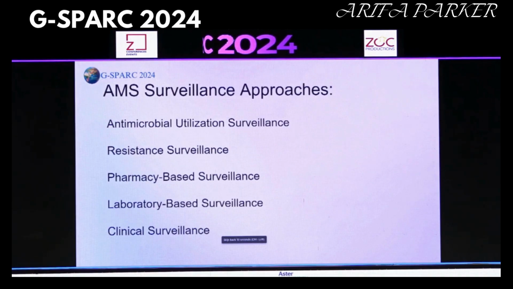And then if we look at antimicrobial stewardship surveillance, we can look at utilization surveillance, prescribing practices and usage. Resistance surveillance can be used by tracking AMR patterns in pathogens. Pharmacy-based surveillance uses pharmacy data to identify trends in antimicrobial use.